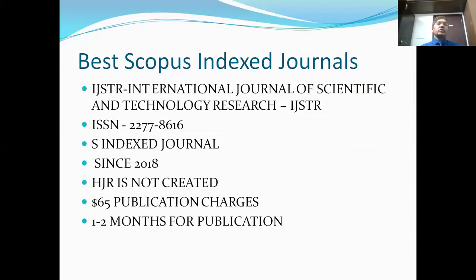There is one more Scopus journal, IJSTR, the International Journal of Scientific and Technology Research. You can go ahead with this, and the publication charges are only $65. I don't know why these people charge this type of money. I was doing research on these journals, and I'm against it. Even if the quality of an article is good, they don't accept unless we pay, and they say it's just publication charges. When we are writing articles, why should publication charges be involved? That is my question. They charge $65, and the time period is 1 to 2 months.